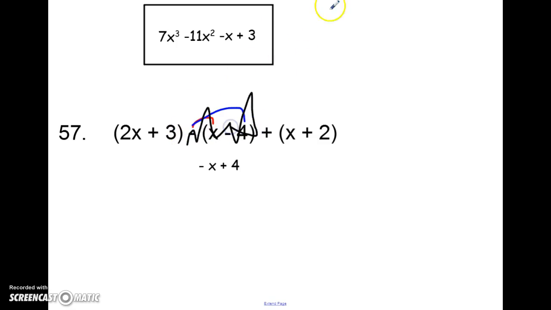Now we're going to combine all these different terms. So I'm going to combine my x's. So I've got 2, here's a negative x and a positive x. So this negative x and positive x will just cancel out, leaving me with that 2x. And then we go to look at our constants, and we see that we have a positive 3 here, a positive 4, and a positive 2. So we've got the 3 plus the 4 to give me a 7, 7 plus the 2 to give me a 9, and that will be the last component of our answer.